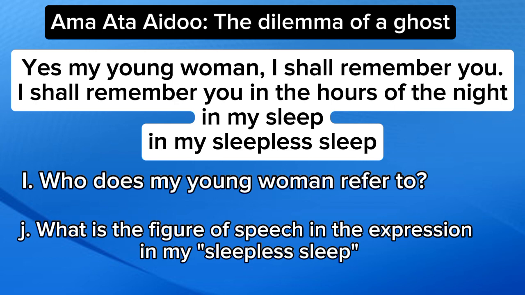So let us go to the questions. We have question I. Who does my young woman refer to? So my young woman has been underlined. And then the question is, who does my young woman refer to? That means that we are looking for the name of an individual.